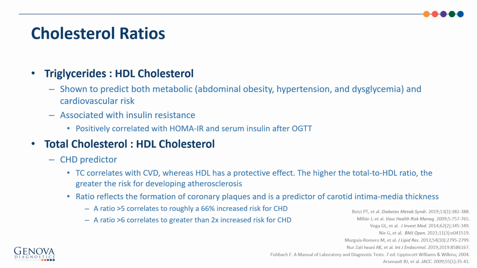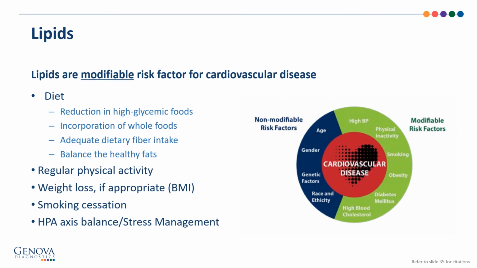The other ratio is total cholesterol to HDL cholesterol. Total cholesterol elevation is associated with cardiovascular disease, and HDL is associated with cardiovascular protection. Therefore, a higher ratio reflects a greater risk for coronary heart disease. A ratio above 5 correlates with roughly 66% increased risk, while a ratio above 6 correlates with greater than 2 times the risk for coronary heart disease.